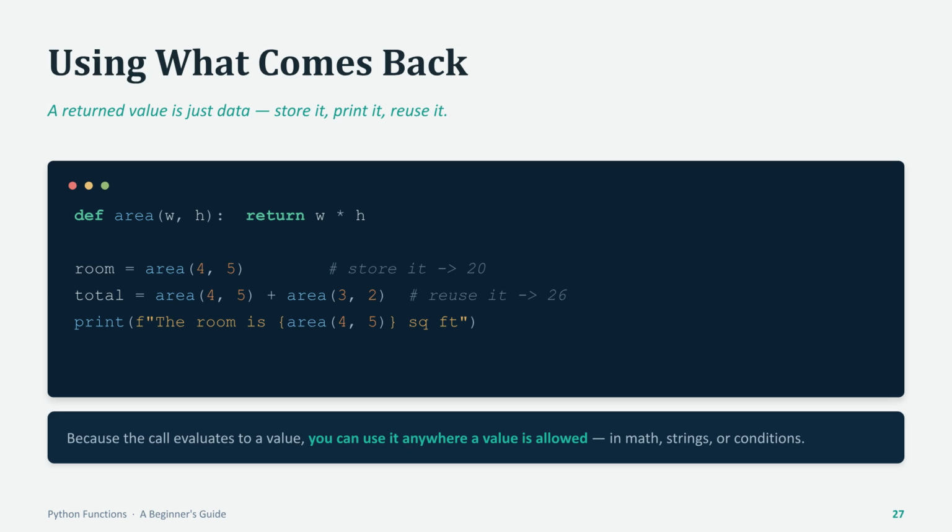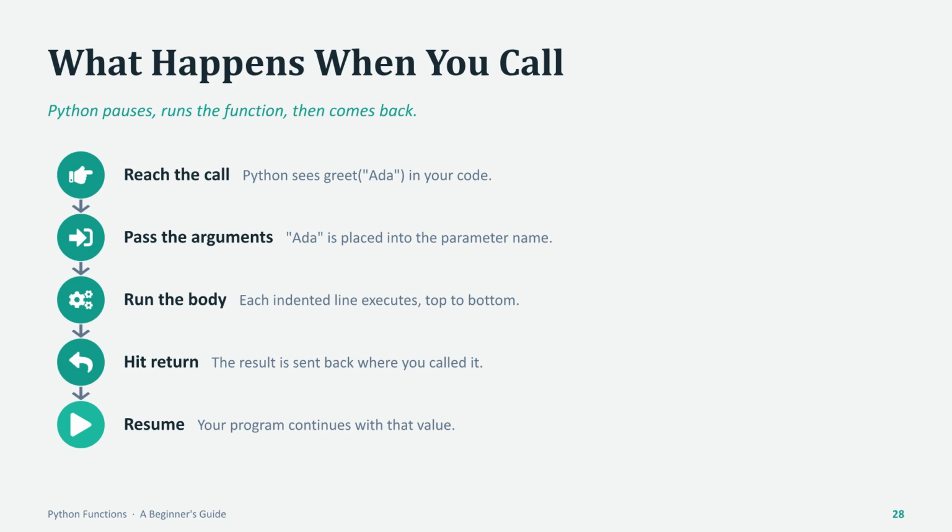Once a function returns a value, that data is ready to use. You can store it in a variable, perform math with it, or include it directly in strings or logic, just like any other data type. When you call a function, Python pauses the current code, jumps into the function's logic, and returns the result back to the exact location where the call was made.